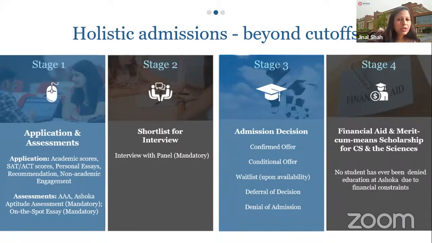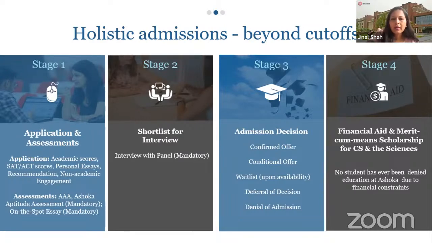Once the interview is done, then we move into the 3rd stage where we give you your admission decisions. You could be at any one of these: confirmed, conditional, waitlisted, deferral, or a denial of admission. So once you hear this, comes a stage where you can actually apply for a scholarship or financial aid at Ashoka. Not before this.